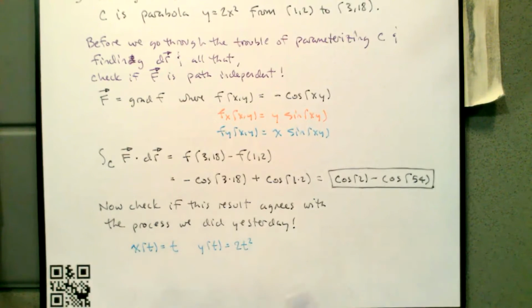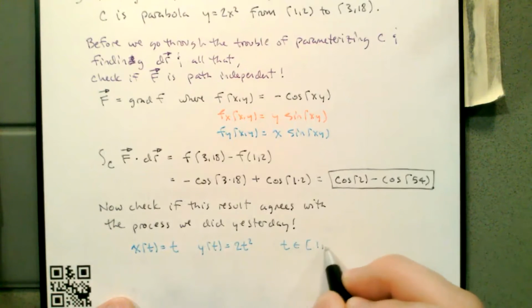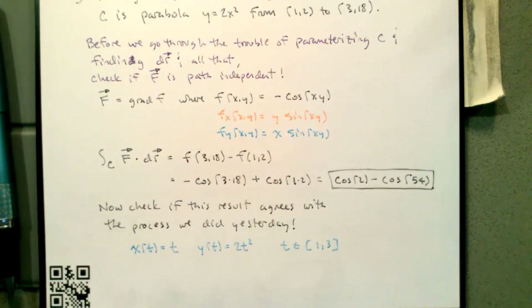And then since x of t is t, t will go from 1 to 3. So it's easy to parameterize a curve when your curve is a function. It can be written y is a function of x or x is a function of y.